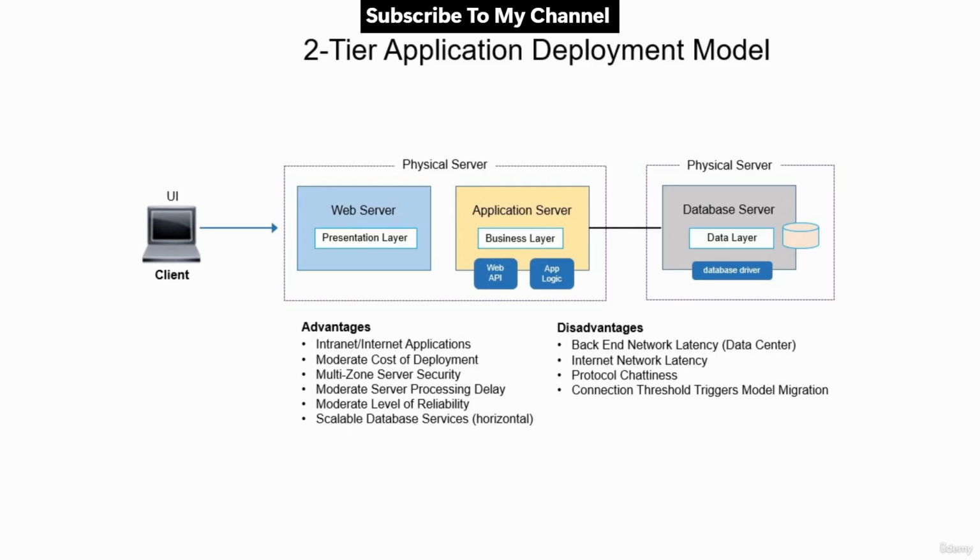So it's an okay model for intranet and internet applications. It's a moderate cost of deployment. You can set up multi-zone server security, so that increases your security right there, because you've got different servers and you can do filtering based on that. It eases up the server processing delay since now you've split off the database server, so your web server and application server will benefit from that. There's a moderate level of reliability. It's scalable horizontally, so you can add horizontally. So there's some scalability there.